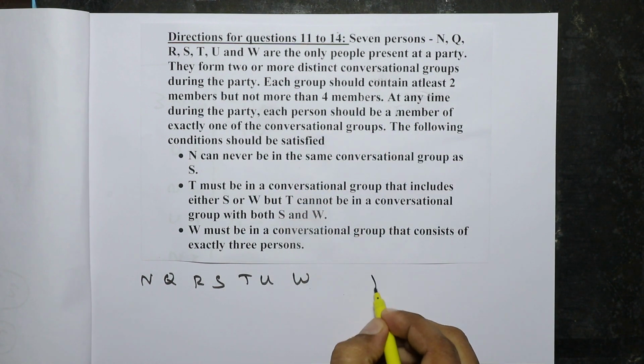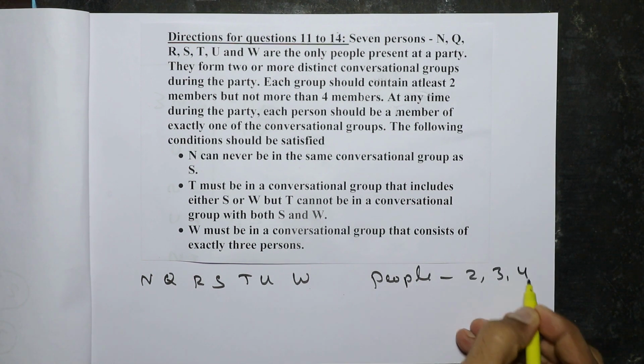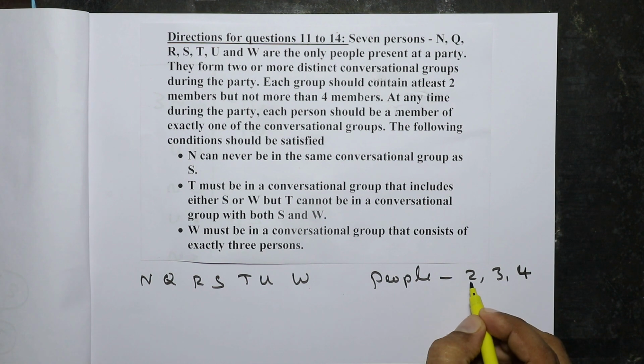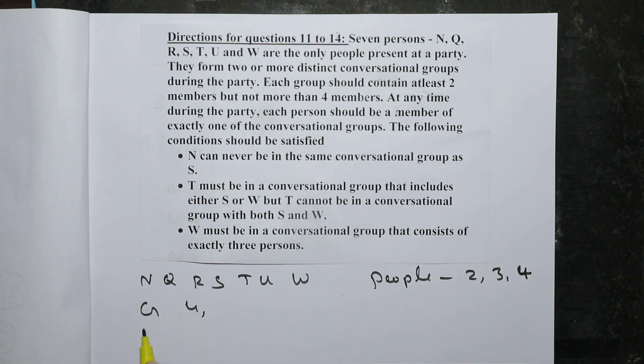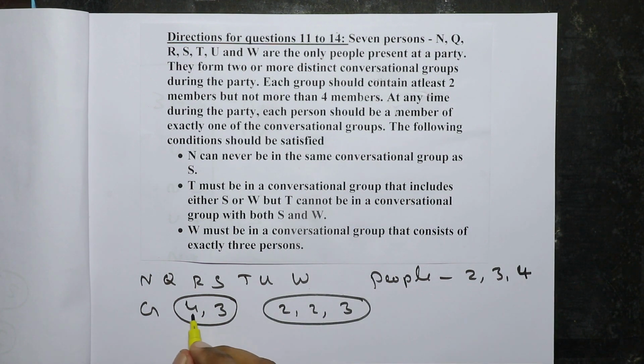So the number of people can be 2, 3 or 4 in a conversational group. At least 2 but not more than 4. If you look at the conversational groups, one type will be 4 and 3. So one group has 4 members and the other group has 3 members. One more type of conversational groups is possible, that is 2, 2 and 3. So it can be 4 and 3 or 2, 2 and 3. These are the only types of groups that can be formed.